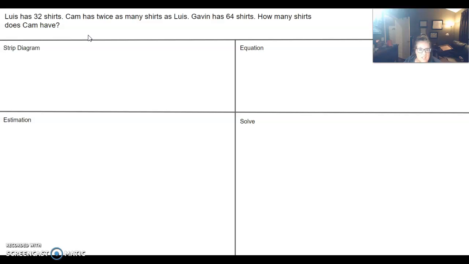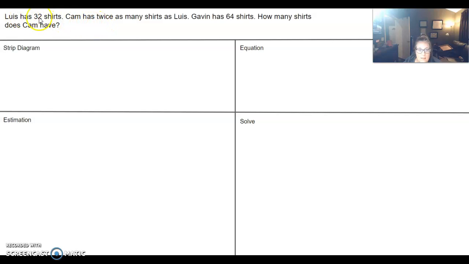What information do I not need to know about? I hear lots of good things. Let's read it one more time just to make sure. Luis has 32 shirts. Cam has twice as many shirts as Luis. Gavin has 64 shirts. How many shirts does Cam have? I don't need to know how many shirts Gavin has. My question has nothing to do with Gavin. My question has to do with Cam, but I need to know Luis in order to answer Cam.